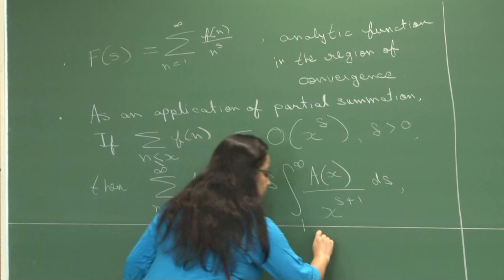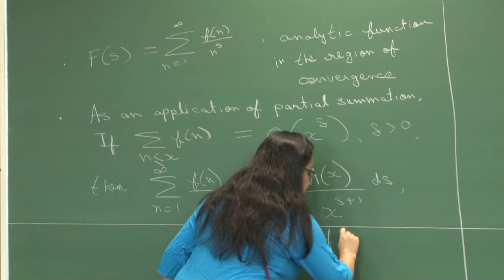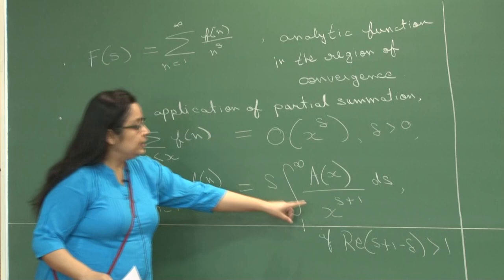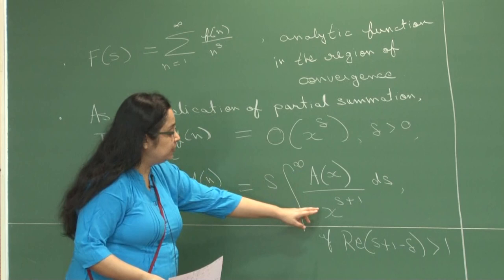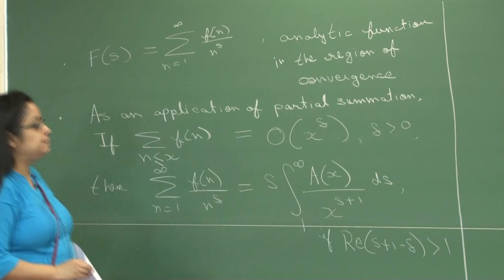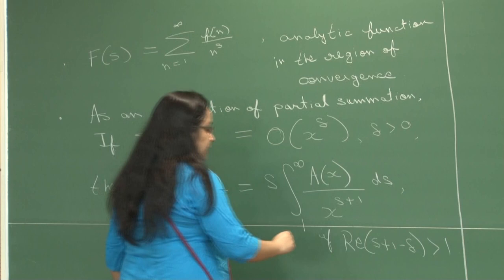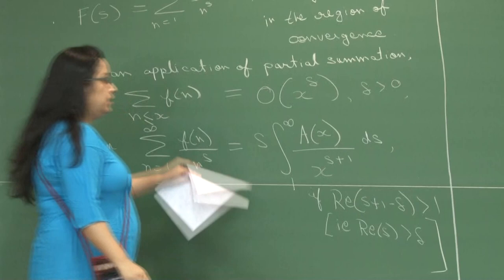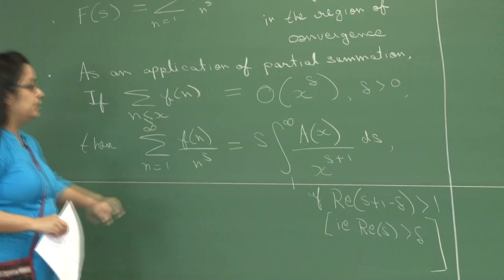So, if the real part of s plus 1 minus delta is greater than 1, if you can ensure that, then this inner term is O of 1 over x raised to the s plus 1 minus delta. So, if you can ensure that that is greater than 1, in other words, if the real part of s is greater than delta, then this sum can be written as this infinite series.